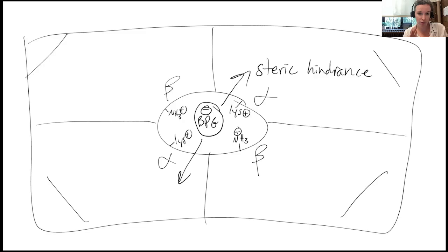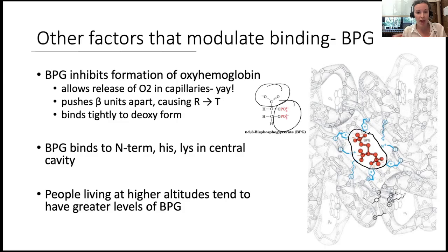I want to clarify that real quick again. So BPG can bind to the central cavity through Coulomb's law because it is charged and the central cavity has many positive charges. But it's able to cause the R to T shift because since it's large and fills that central cavity, it kind of pushes it open, causing steric hindrance. And again, causing that R to T shift.